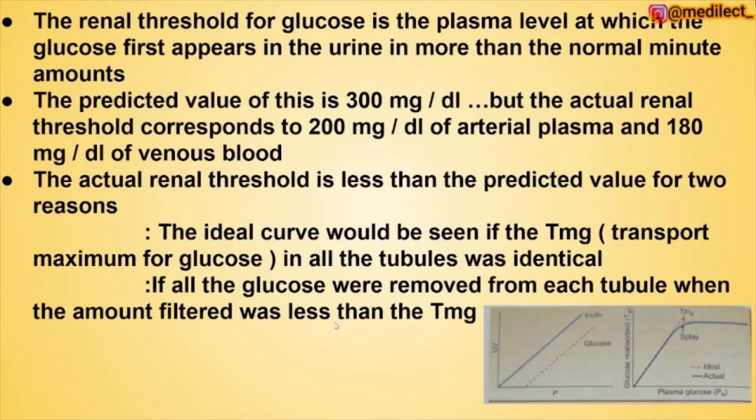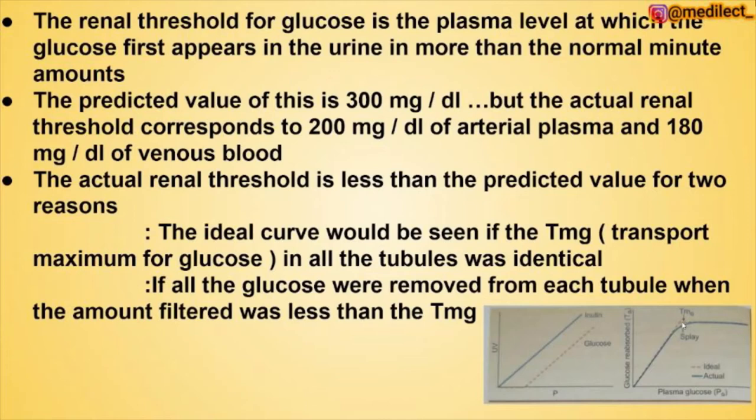That's why the actual curve is somewhat rounded. This is the predicted one, which doesn't occur in humans. This TMG, the transport maximum for glucose, should be identical in all the tubules. And this is the splay. What is splay? This is the actual curve, which is rounded and deviates considerably from the ideal curve, which is known as splay.